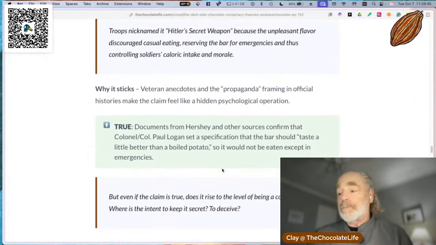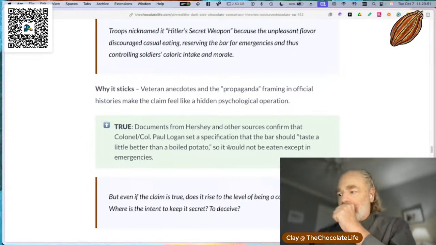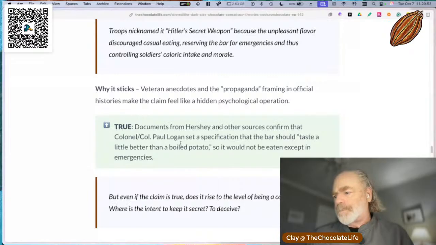However, the claim is true, right? Documents from Hershey and other sources confirmed that Colonel Paul Logan set a specification that the bar should taste little better than a boiled potato, so it would not be eaten except in emergencies. So the D ration was for emergencies, right? And so it turns out that the claim is true, but is it a conspiracy?